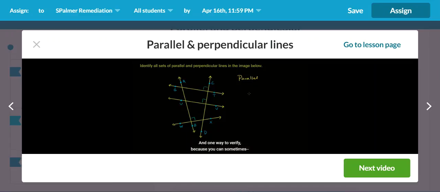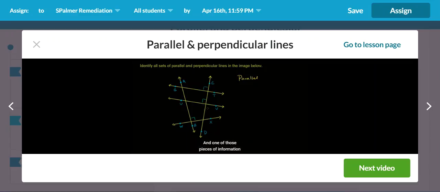And one way to verify, because sometimes it looks like two lines won't intersect, but you can't just always assume based on how it looks. You really have to have some information given in the diagram or the problem that tells you that they are definitely parallel, that they're definitely never going to intersect.